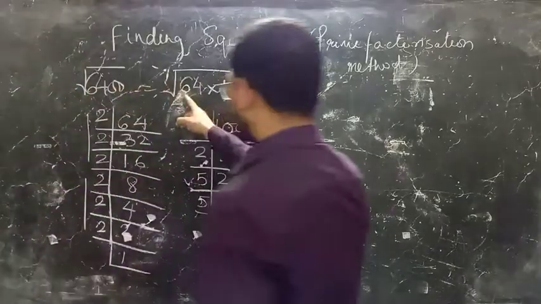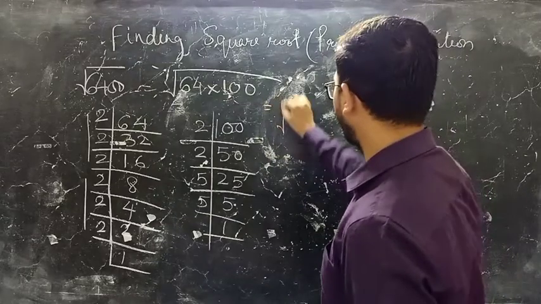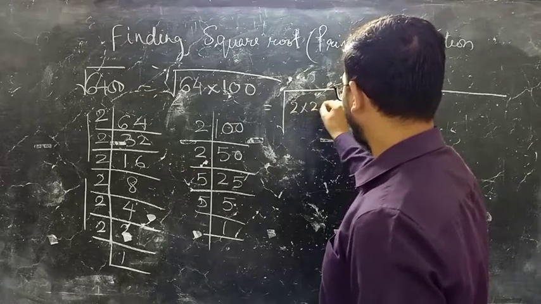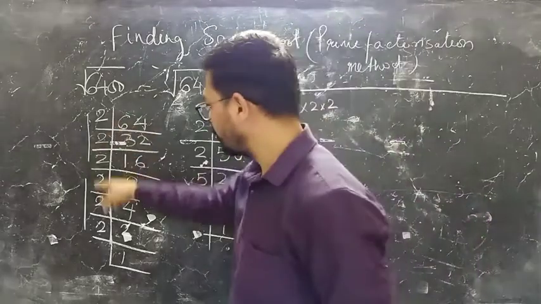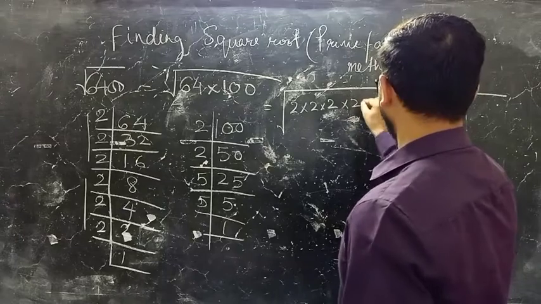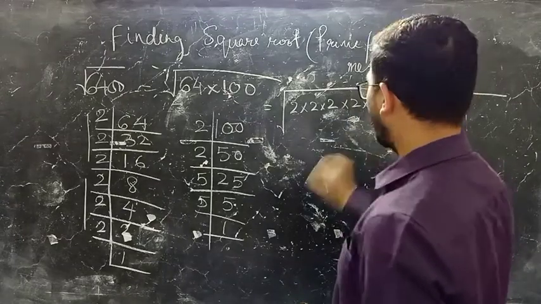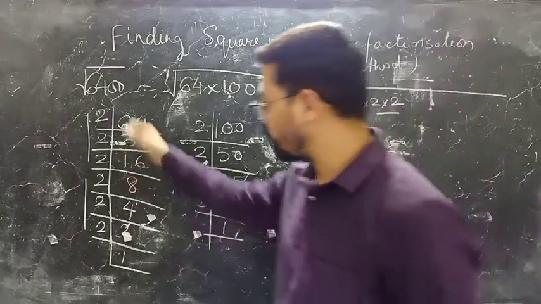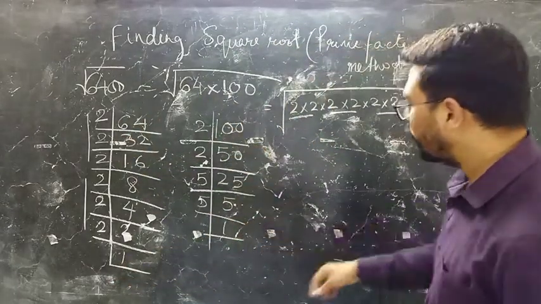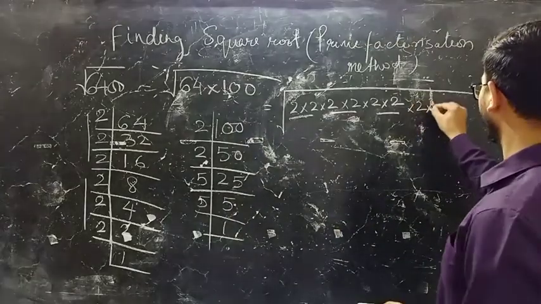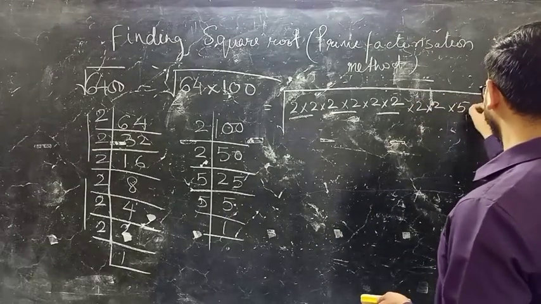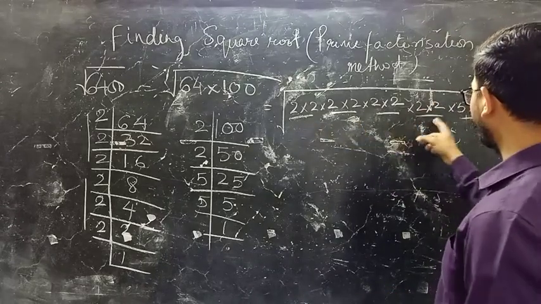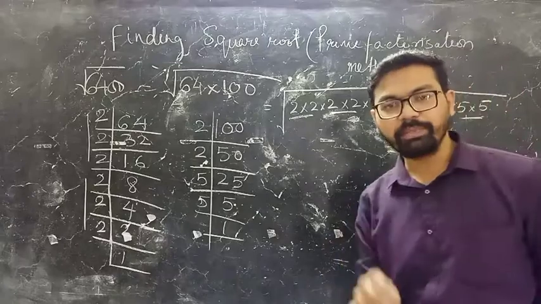Okay, now 64 into 100. So square root of 64 into 100 can be written as 2 into 2 into 2 into 2 into 2 into 2, right? How many pairs are there? 1, 2 and 3. So I have 3 pairs from this. Now 2 into 2, 5 into 5. So 1 and 2. So 1, 2, 3, 4, 5. So I have total 5 pairs, right?